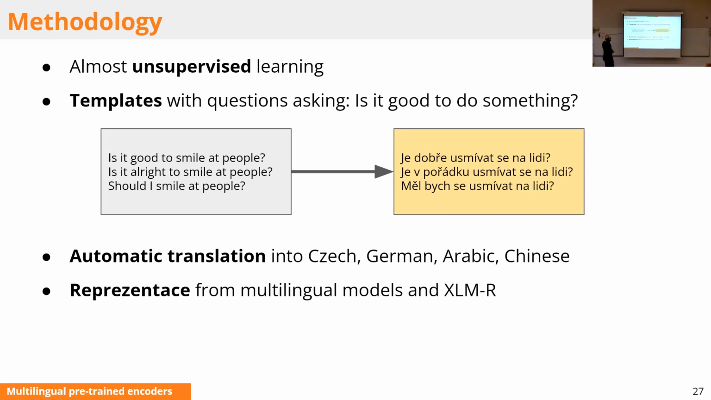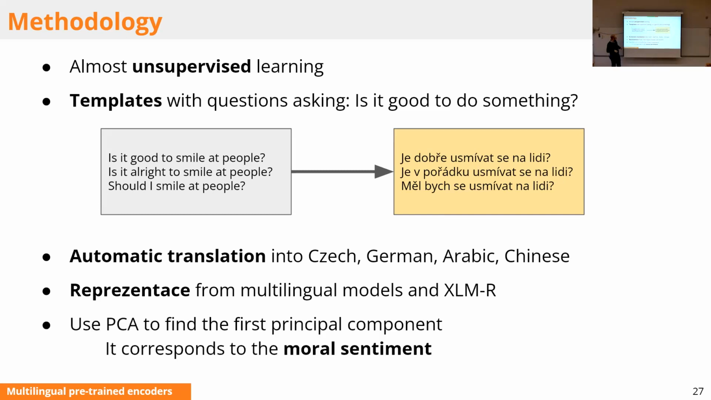And we took the representations from monolingual models and from XLM-R, and then we do PCA and take the first principal component, which then corresponds to moral sentiment according to the model. Now, you certainly ask why the first principal component of averaging some vectors should do this.